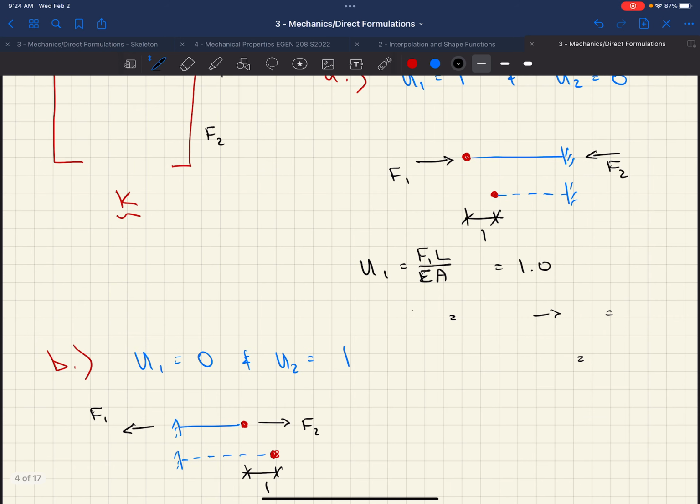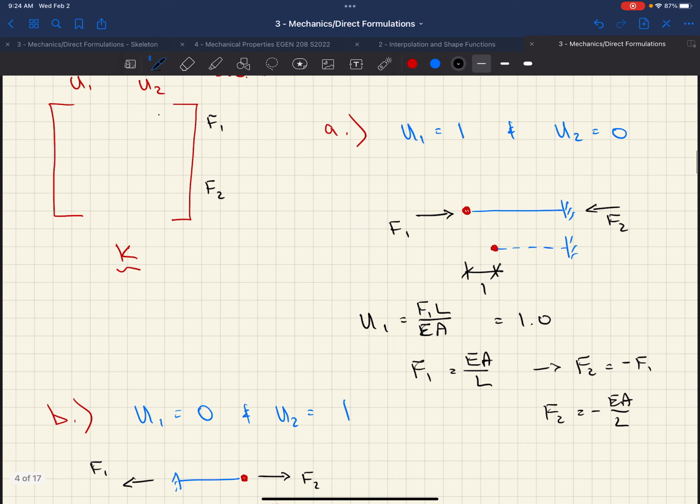Well, based on this, if we rearrange this, F1 becomes EA over L. We know from an overall free body diagram that F2 is negative F1. Well, that means that F2 equals negative EA over L. So in order to get a unit displacement at 1 and 0 at 2, our forces would be EA over L and negative EA over L.